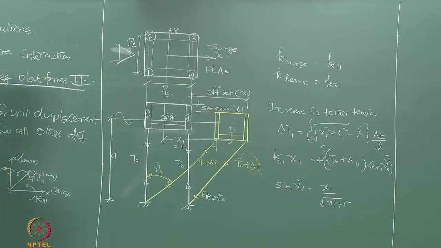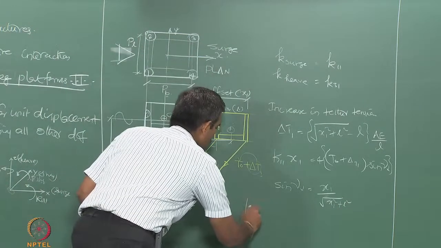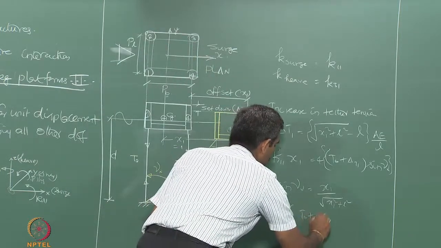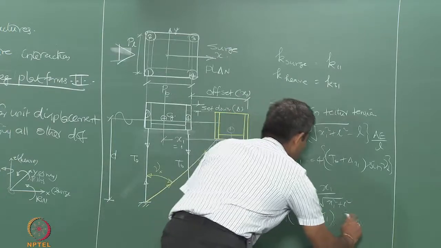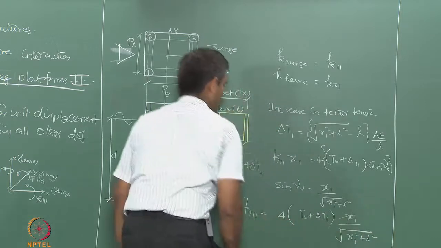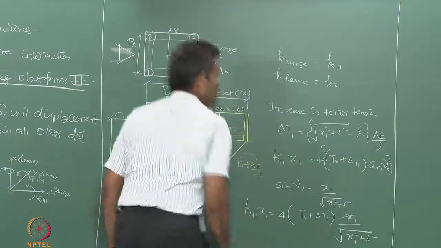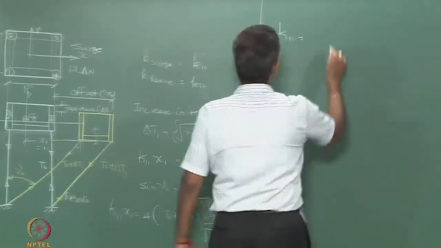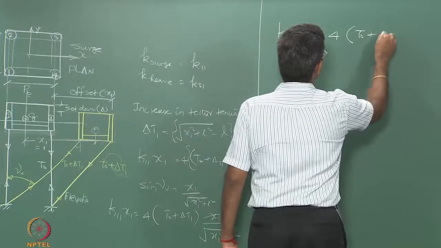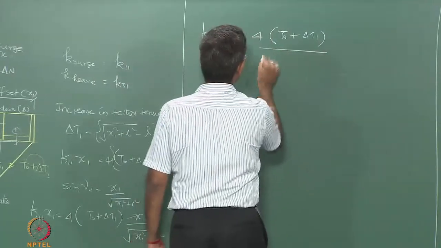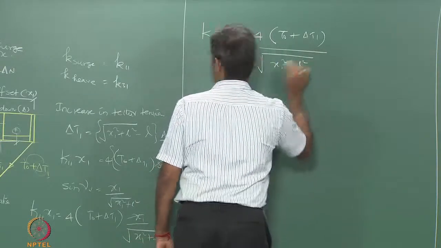So, now I can easily get K11 as 4 times T naught plus delta T1, times x1, by root of x1 square plus L square, where L is the length of the cable or the tether.